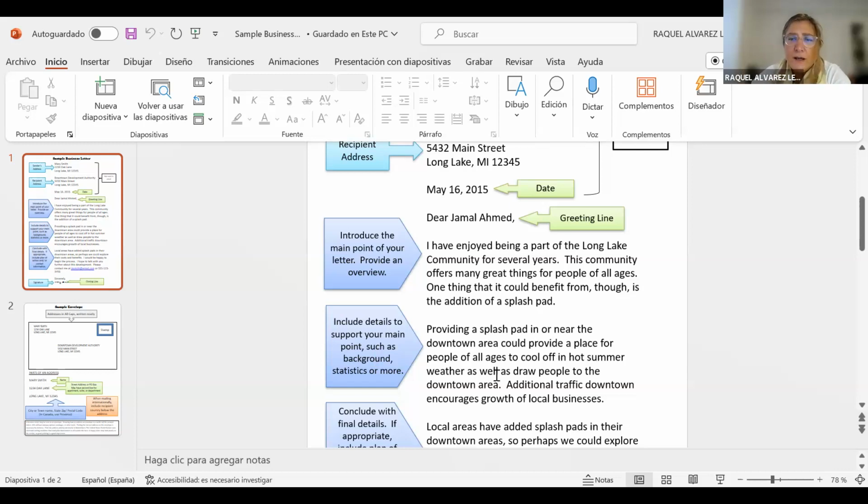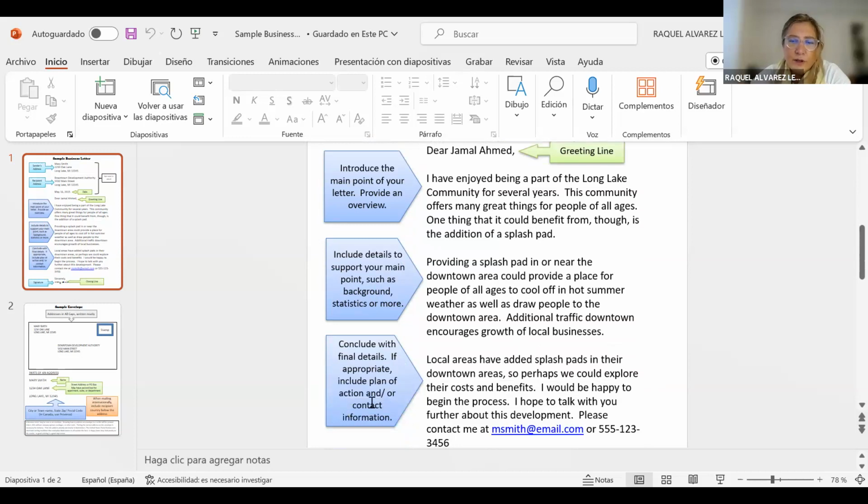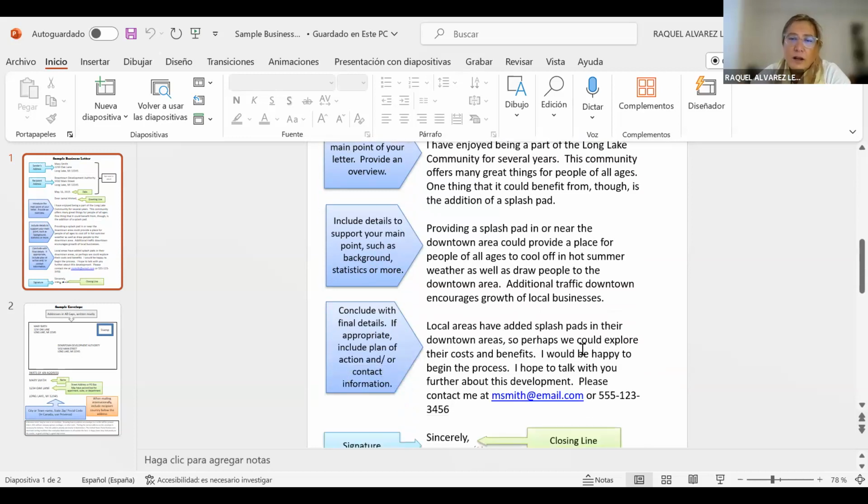Providing a splash pad in or near the downtown area could provide a place for people of all ages to cool off in the hot summer. A splash pad is more or less a swimming pool. Additional traffic downtown would encourage growth of local business. So conclude with more details. Local areas that have this kind of swimming pool in the downtown area could explore the costs and benefits. I will be happy to begin the process, and I hope to talk with you for further information at this number or in this mail.